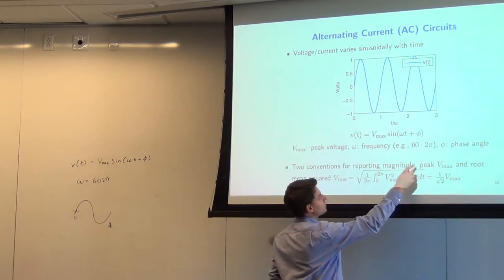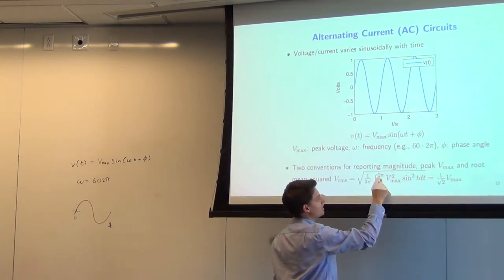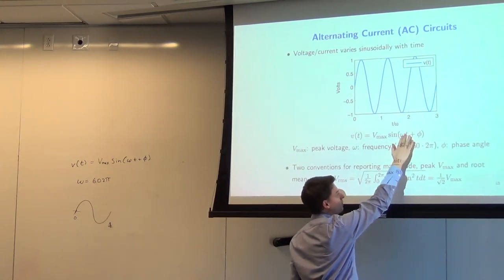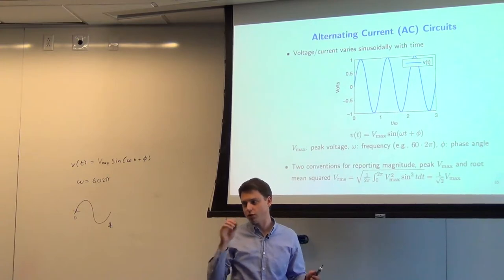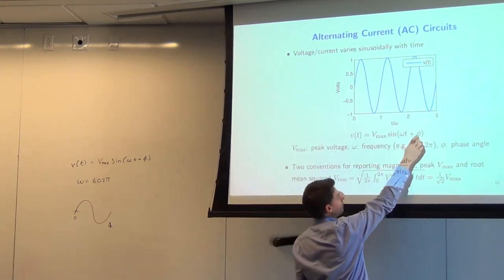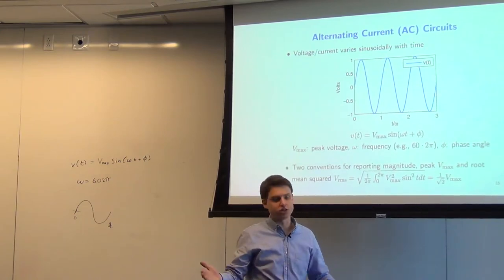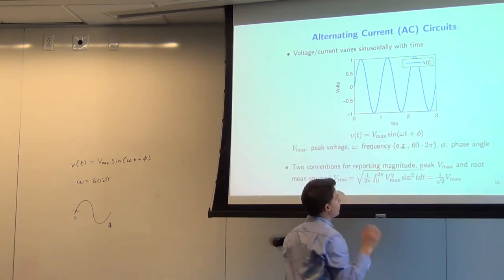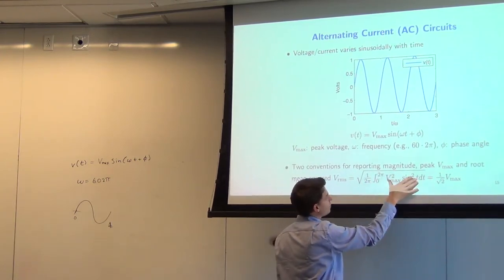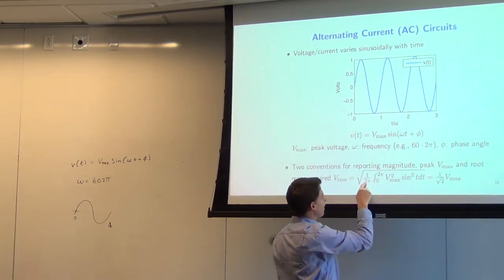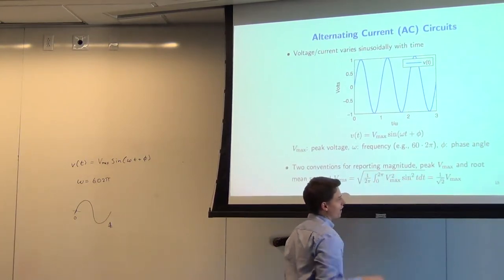I'm leaving out omega and t here because we're integrating from 0 to 2 pi, so we're implicitly having omega be 1. It doesn't matter what it actually is; it doesn't change the voltage magnitude. Similarly, phi does not affect the size of the voltage at all. So we just assume this is 0 and this is 1. Then we take the integral from 0 to 2 pi of this voltage squared, divide by 2 pi to get the mean squared voltage, then take the square root of that.